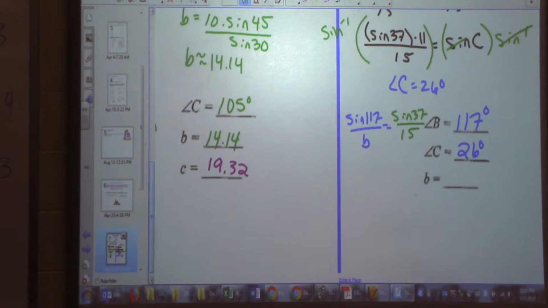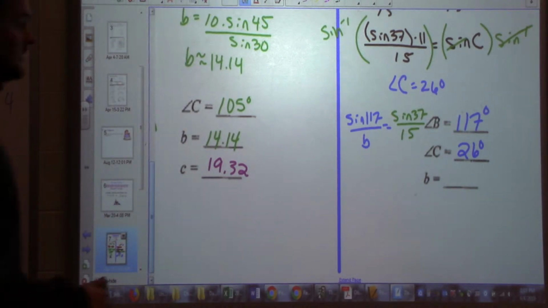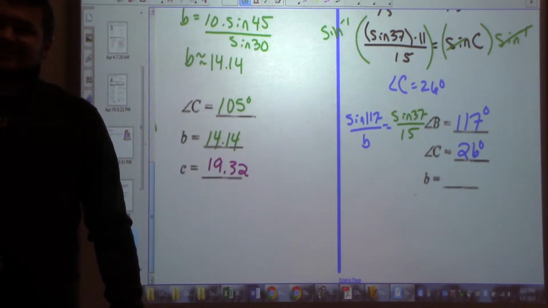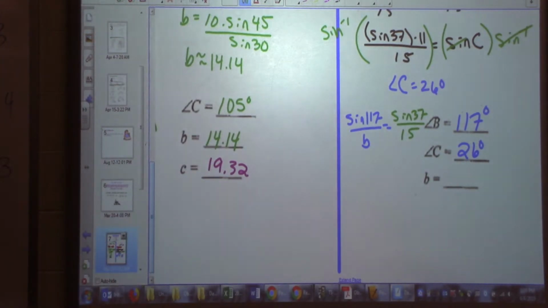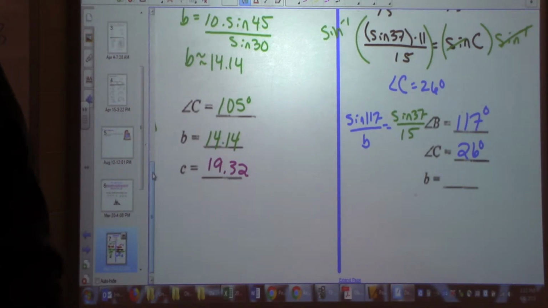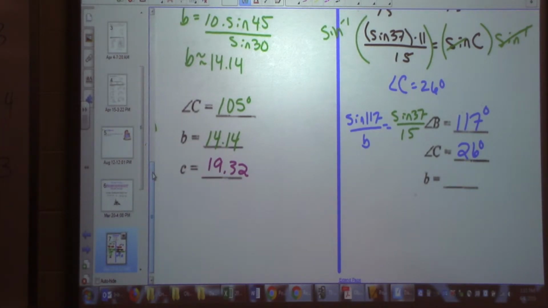And what would we get? What'd you get? 22. Did it come out to that nice of an answer? Side lengths are to the hundredths place. 22 point what? 22.21. Okay.